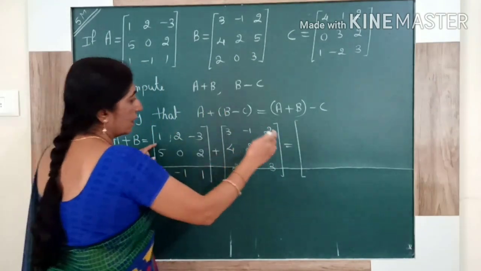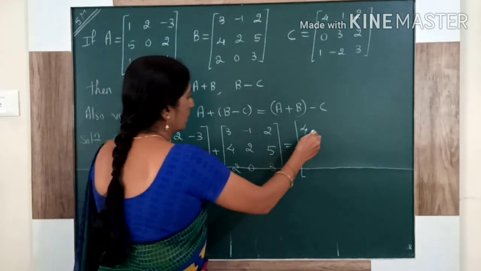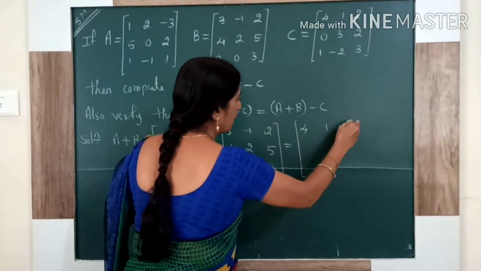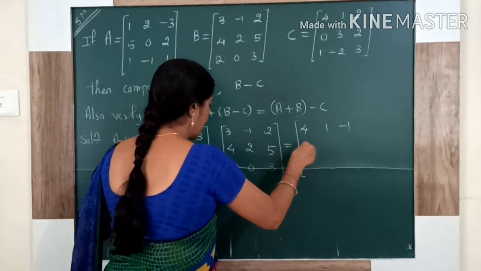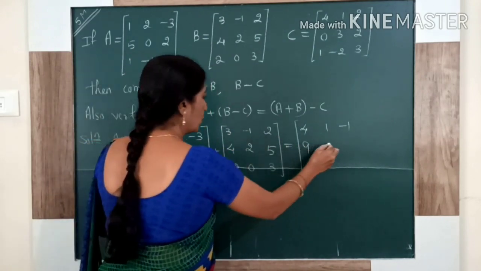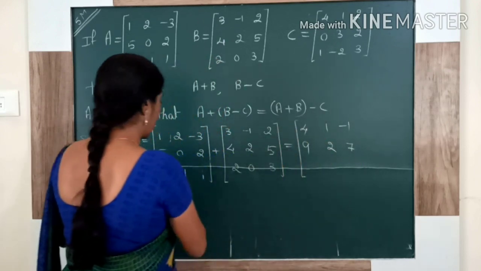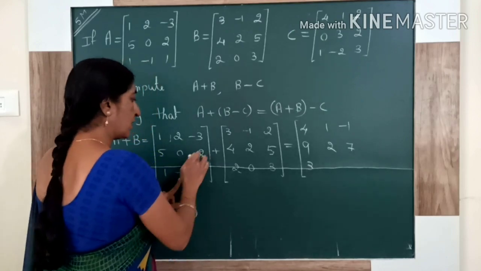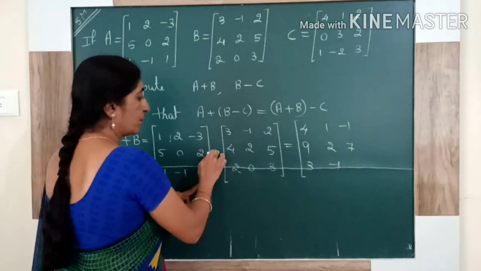1 plus 3, 4. 2 plus into minus is minus 2, minus 1, 1. Minus 3 plus 2 will be minus 1. Then 5 plus 4, 9. 0 plus 2, 2. 2 plus 5, 7. Then 1 plus 2, 3. Minus 1 plus 0 is minus 1. Then 1 plus 3.